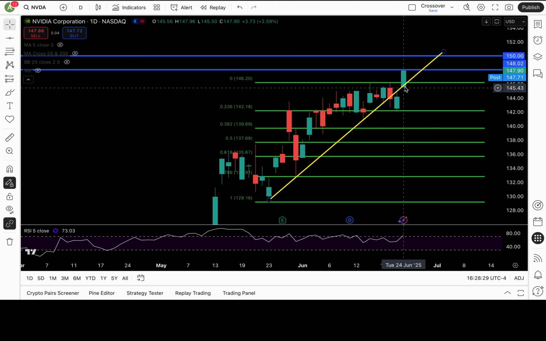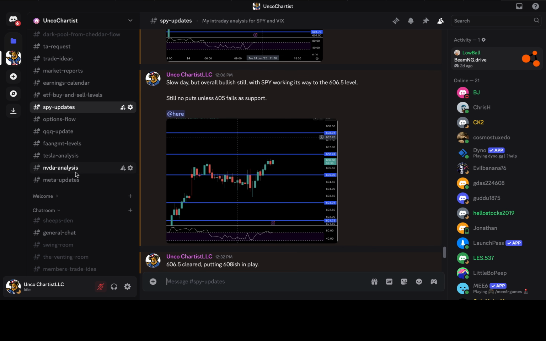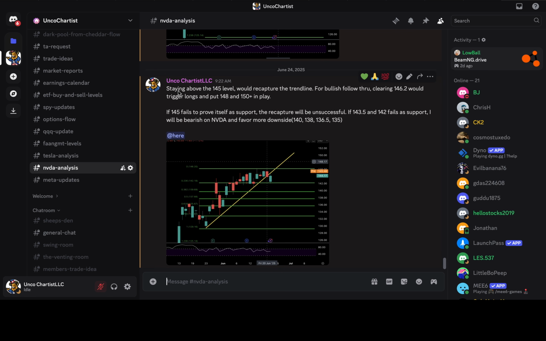Today, I had a plan of 145. I actually covered this in my Discord as well. I wrote here, staying above the 145 level would recapture the trend line. For bullish follow through, clearing 146.2 would trigger longs. That means we bet to the upside. And I had a 148 and 150 target.